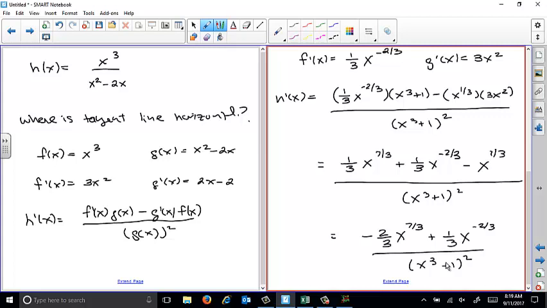It's not much of an improvement. At least you can combine the terms. I guess actually you could factor out x to the negative 2/3. Let me do that. I think you can. So maybe you could go a little further.